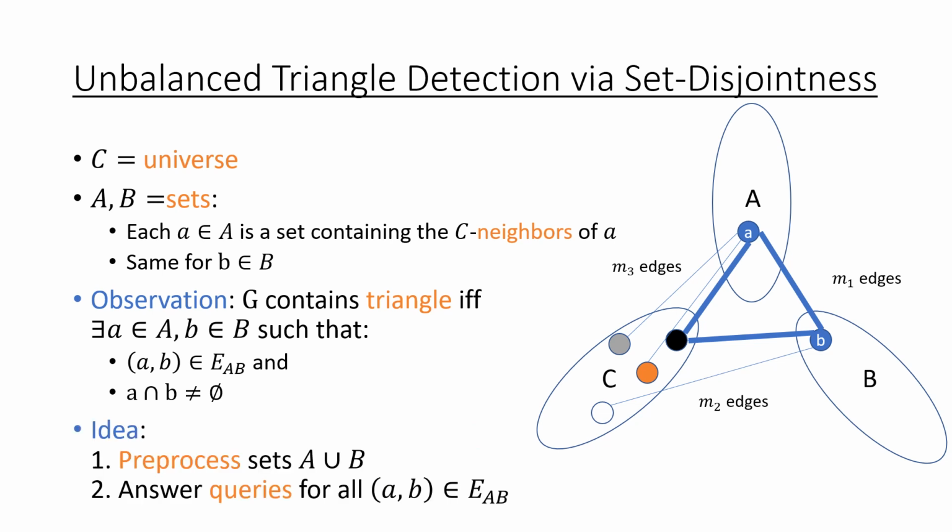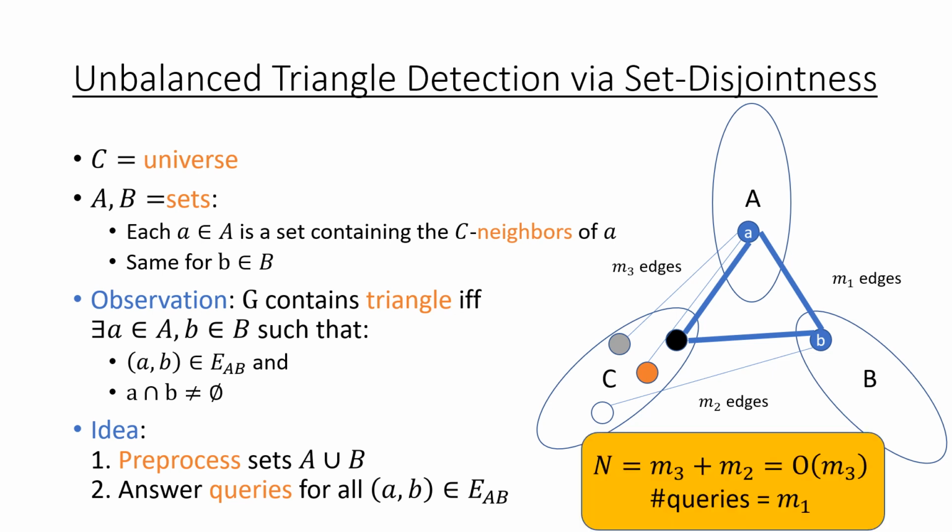So, the reduction algorithm preprocesses the sets defined by A and B into a set disjointness data structure. And for each edge between A and B, the reduction algorithm performs one set disjointness query. Notice that the size of the set disjointness instance is the number of edges in the cut between C on one side and A and B on the other side. Since M3 is the largest number of edges, we have that N is order of M3. The queries correspond to the edges between A and B, and so the number of queries is exactly M1.